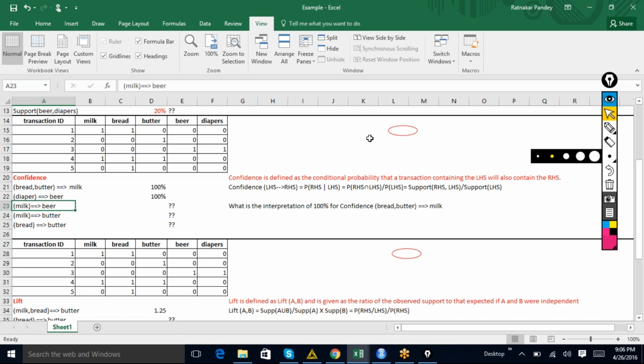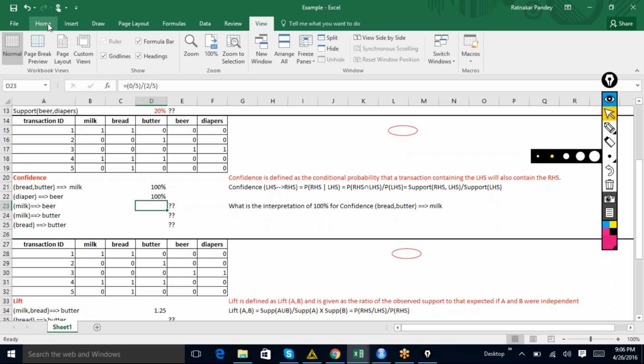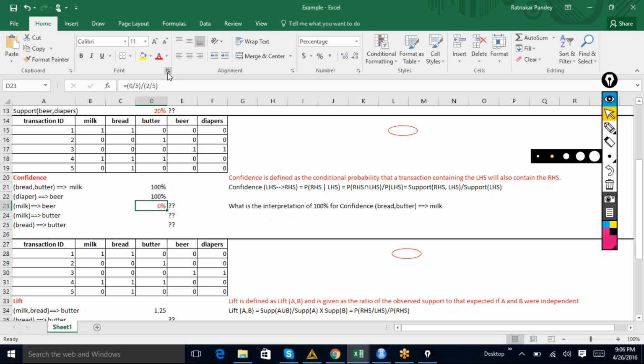Zero, right? So there was just one instance where beer was bought, but the milk was not bought at that time. So if you look at the formula, it's going to tell you the same thing over here, right? There is zero instance where beer and milk were bought together, because here only the beer was bought, but if I look at the milk, milk was not bought, right?